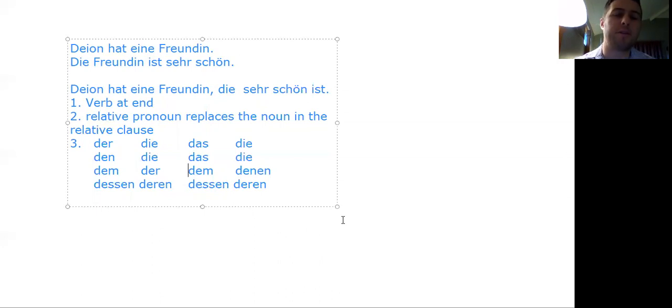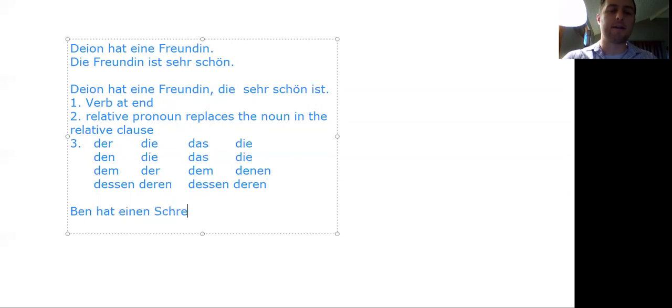Those should be the only words that you're using as relative pronouns, and they should be the only words that start your relative clauses unless you are putting a preposition in front of them. Okay, and we saw that in one of the sentences.